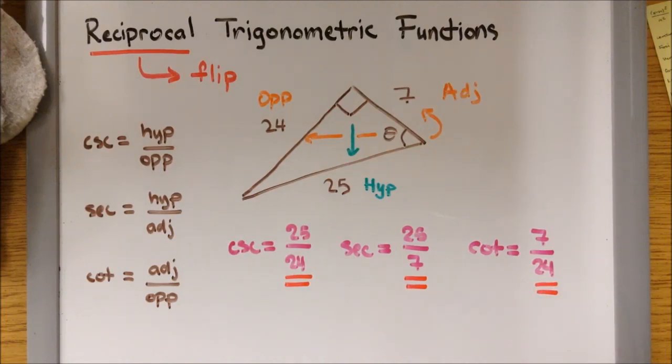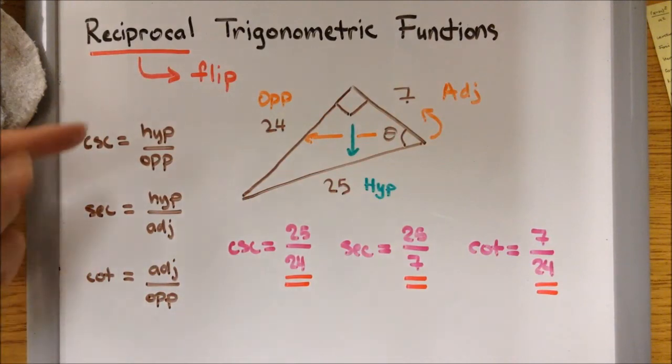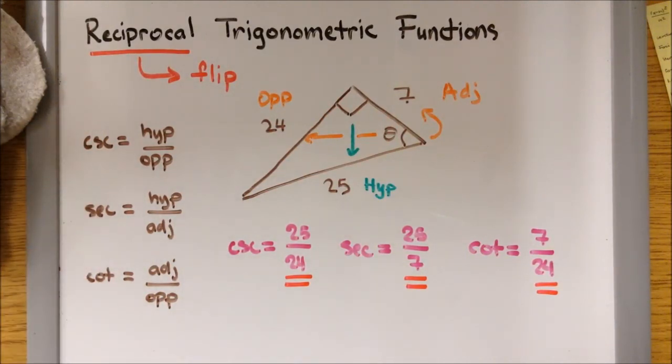So that's all we have to do for the reciprocal trigonometric functions. Just like before, when you did sine, cosine, and tangent, label your sides and then just follow the definition carefully. If you can simplify the fraction, do so. So again, let me repeat, if you can simplify the fraction, you must simplify to its final answer.